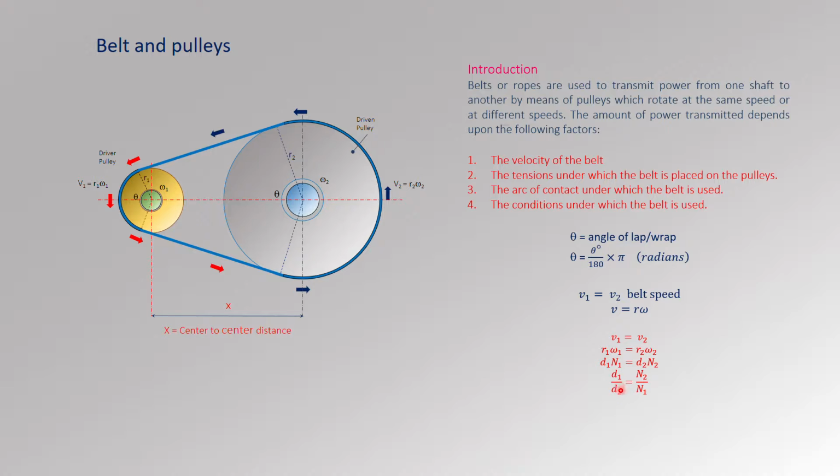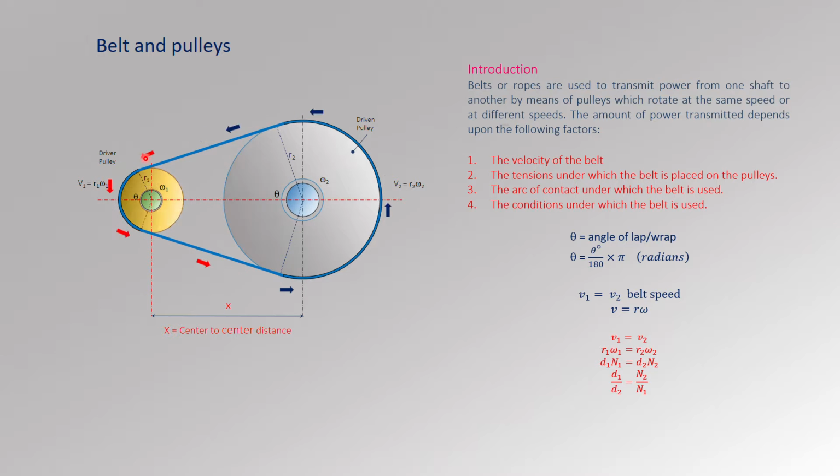So if I have 1 to 2 for the diameter, then for the speed I should write it as 2 to 1. If I have 2 to 1 for the diameter, then for the speed I should write it as 1 to 2. Remember, the diameter and the speed are inversely proportional to each other. So this is how the pulley and belt arrangement looks.